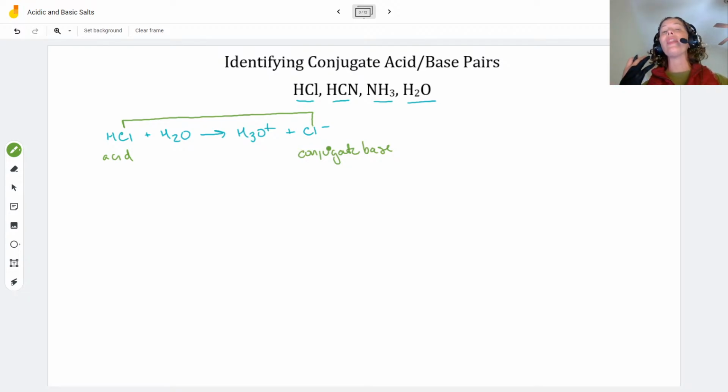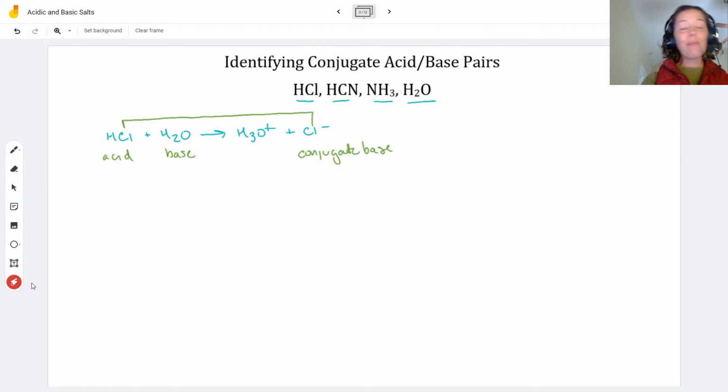Okay, let's identify the other conjugate pair. So remember how we said that hydrochloric acid donates a proton. That's what makes it an acid. So what is true about a base? A base accepts a proton. So hydrochloric acid is donating a proton. What species is it donating a proton to? It's donating it to water. So in this equation, water is acting as a base. It is going to accept that proton.